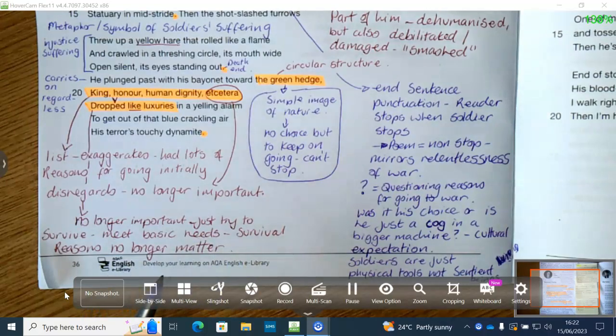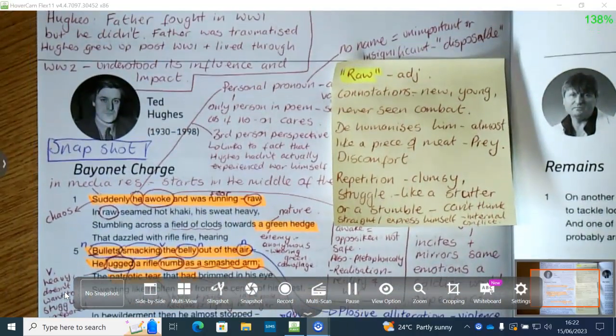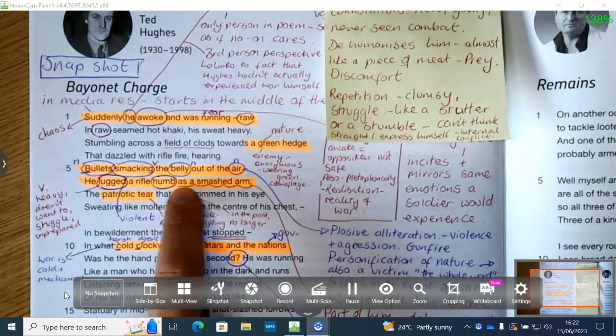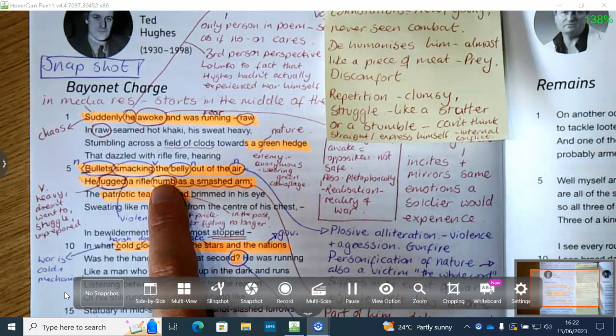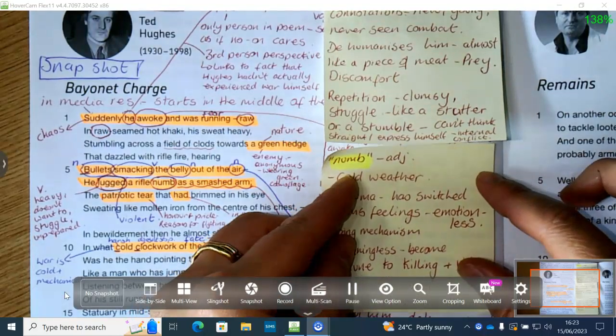So as you can see, just focusing on those 7 lines, there's no space to write anymore, but I have got a few other little bits just to share with you. Just like we did with writing about Raw, I'm going to come back to this quote here: "he lugged as a rifle, numb as a smashed arm." Because again, I think this word numb is really important. And again, this will help us when we're linking to other poems. So what could we say about the word numb?